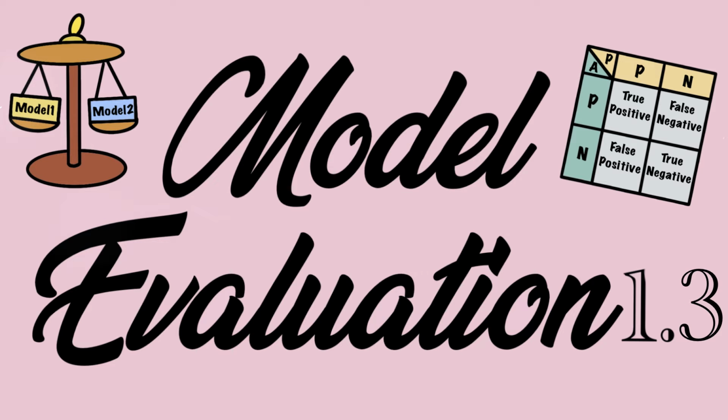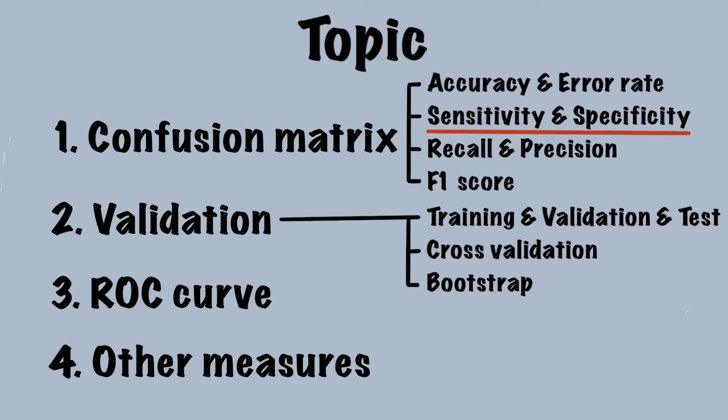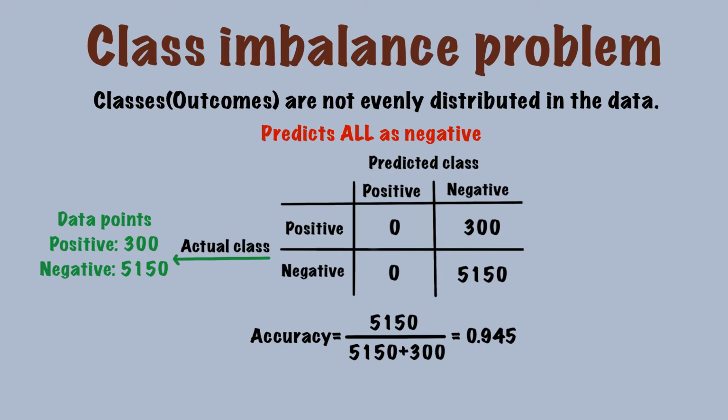Hey guys, today's video is about model evaluation. We've discussed accuracy, error rates, and the class imbalance problem in the previous videos, so we'll focus on sensitivity and specificity today. To recap, accuracy and error rates are biased, especially when the classes are not balanced. That is, the outcomes are not evenly distributed in the data.